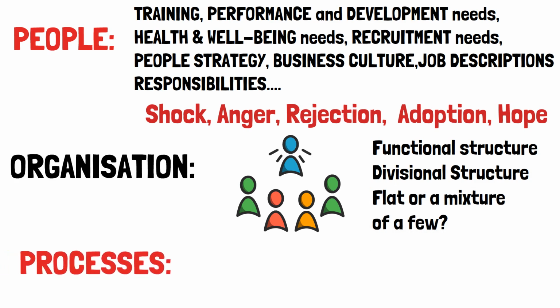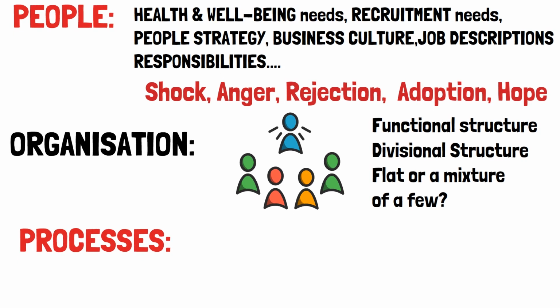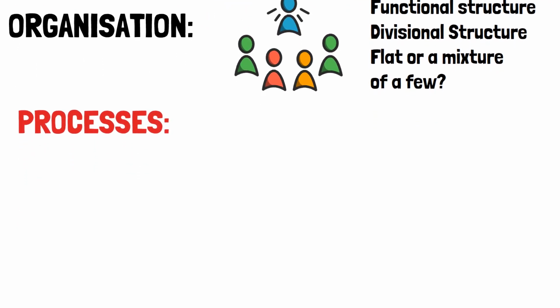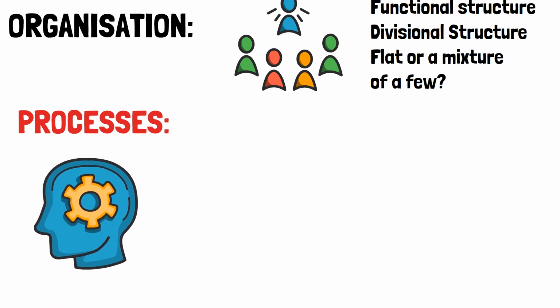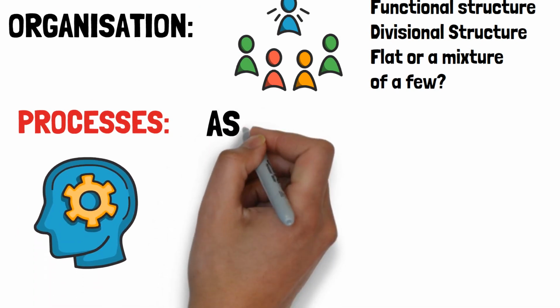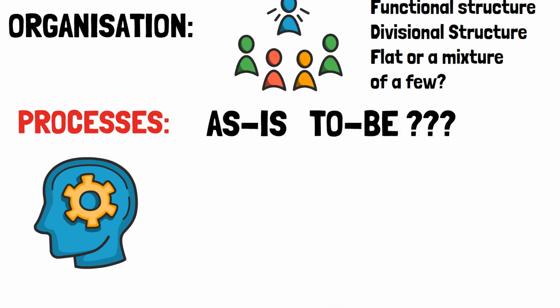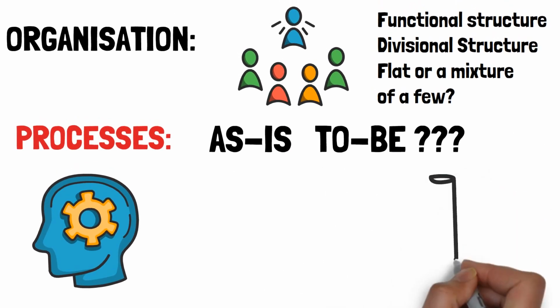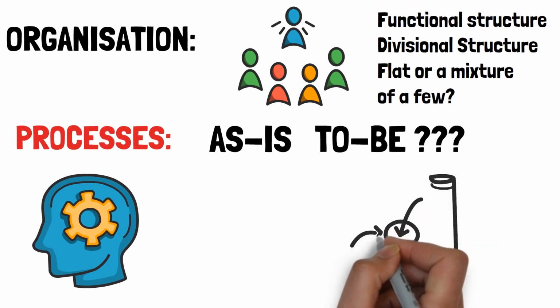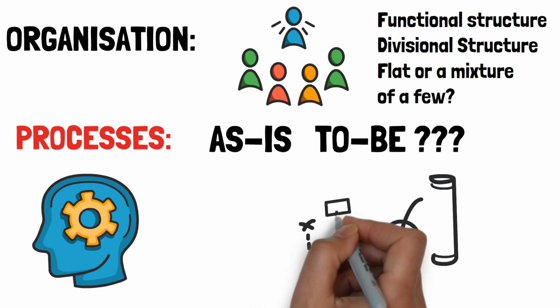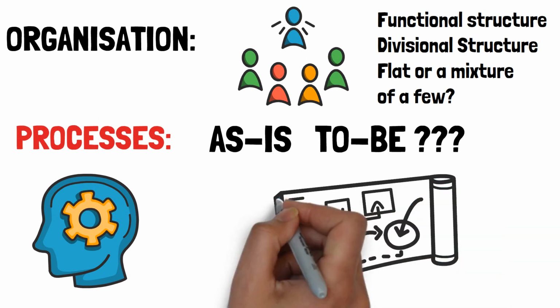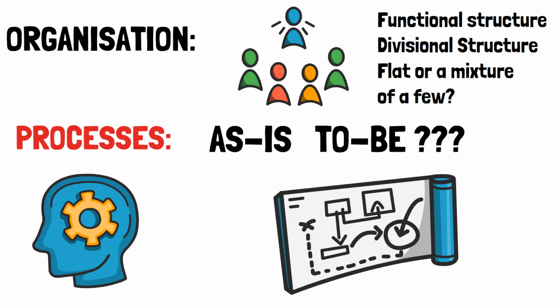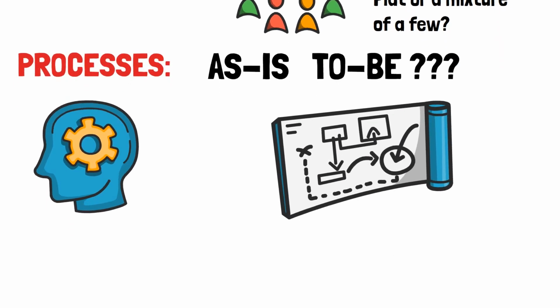Number 3 is processes. Here we try to understand what processes are carried out by the operational teams. Is there a specific process which needs to be defined in more detail? And if so, what is the as-is or to-be of that process? How do these processes affect the customer or the employee? Are these processes efficient? Do they deliver value? Or is there a deep-seated problem which needs to be fixed?